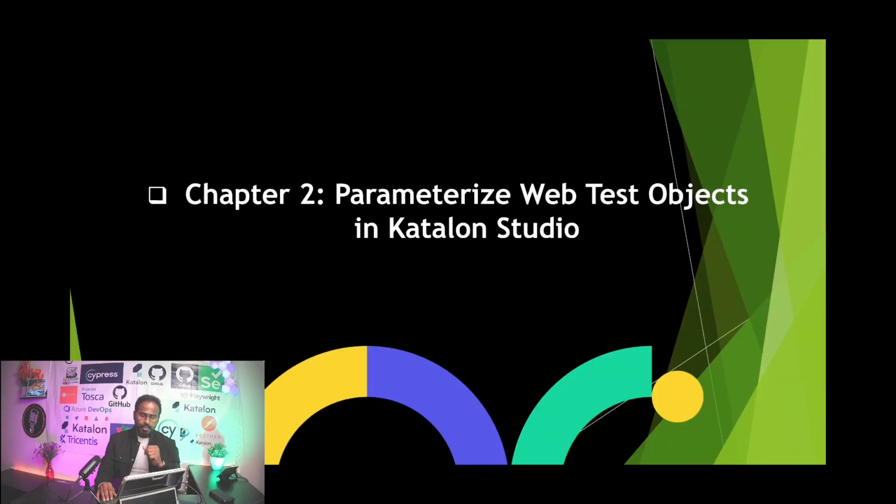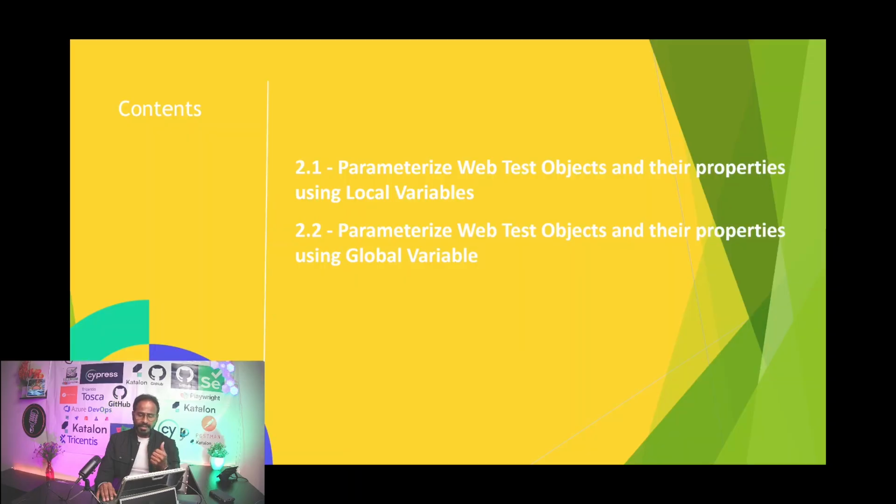And in chapter 2, I'm going to start teaching you how you can parameterize web test objects in Katalon Studio. As part of this chapter 2, first we are going to discuss how to parameterize the web test objects and their properties using local variables, and then how you can parameterize web test objects and their properties using global variables, and then how you can parameterize web test objects using multiple parameters.